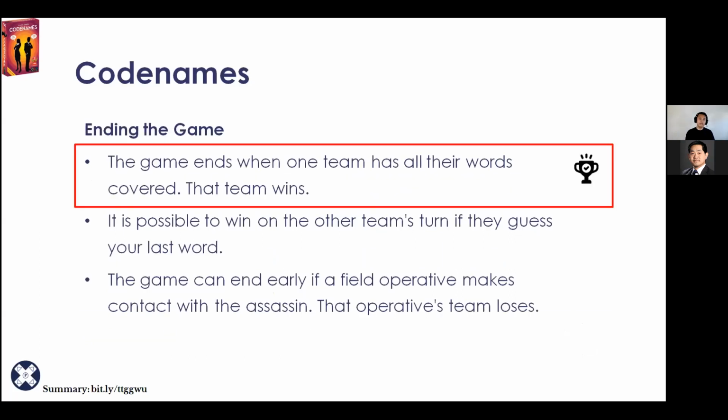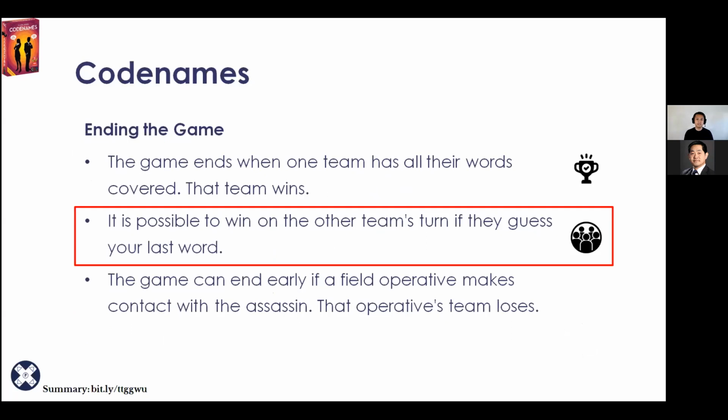So how do you end the game? The game ends when one team has all their words covered. That team is going to win. That's one of the most common ways that you win in a game of Codenames. It's also possible to win on the other team's turn if they happen to guess your last word, which has happened a couple times for me. Say the blue team needs just one word to guess. It's my turn as the red team, and I've tapped a card, but it happens to be the blue team's last card. They would instantly win.